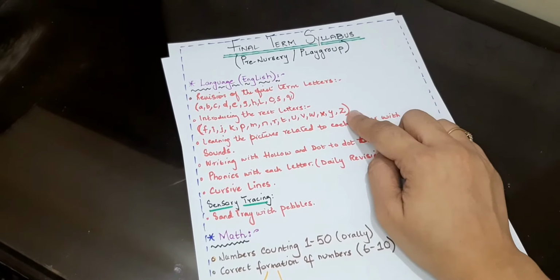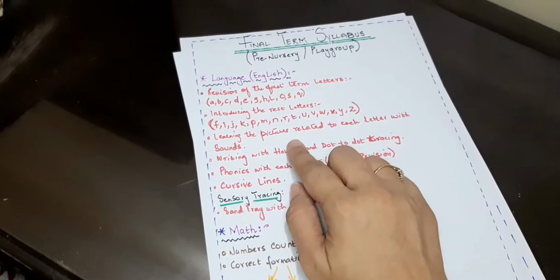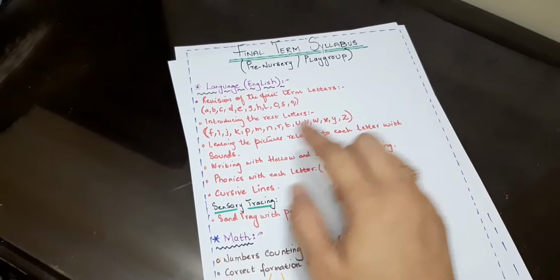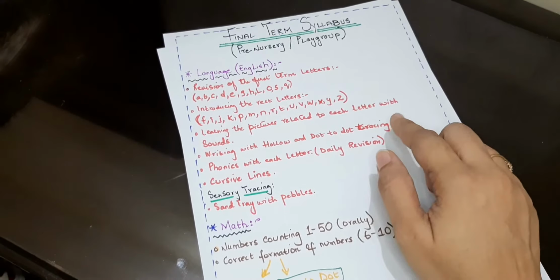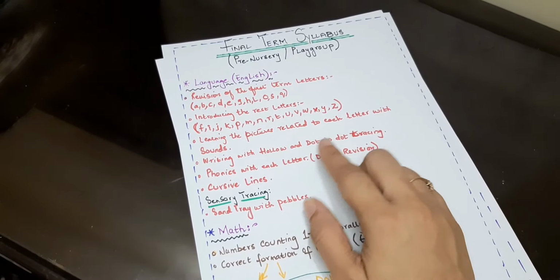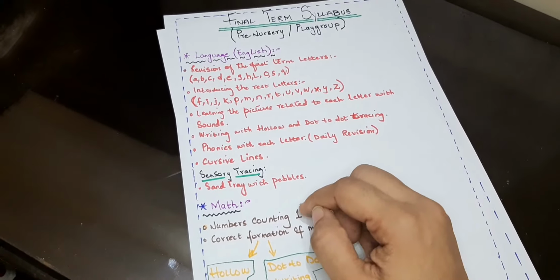You have to make sure that they know the sounds, and learn the pictures related to each letter with sounds, and writing with hollow and dot to dot tracing. I have shown what hollow and dot to dot tracing is in my previous video in the first term, so you can go and check that out.